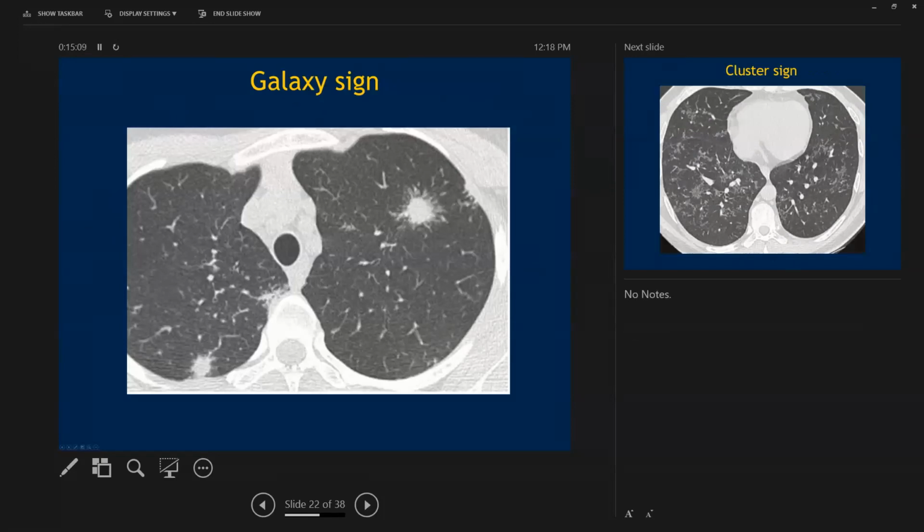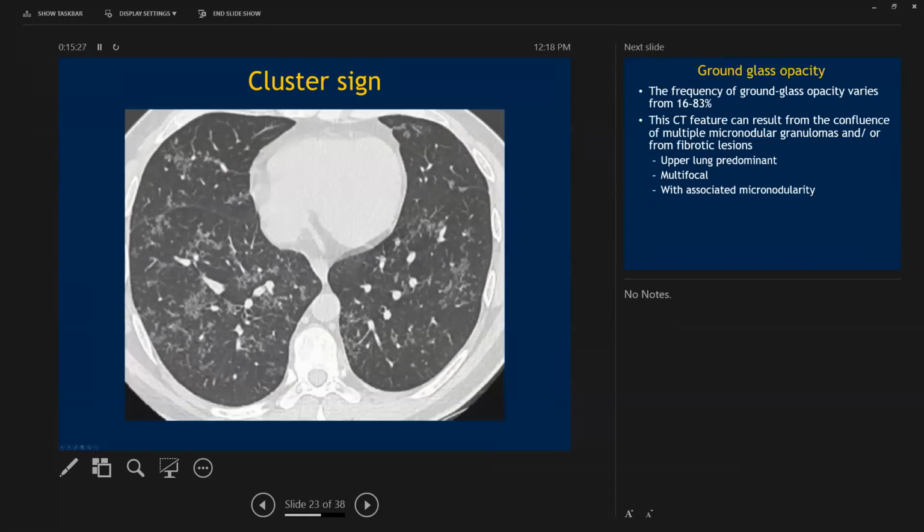Some people would say this also looks like the halo sign, where you have a central nodule with the surrounding ground glass, but I think the galaxy description fits this better. So here you see a Sarcoid Galaxy in the left upper and right upper lobes. And this is the cluster sign, where you see tiny micronodules, almost looks like ground glass nodules, but since they don't coalesce together, they look more loose and ill-defined.